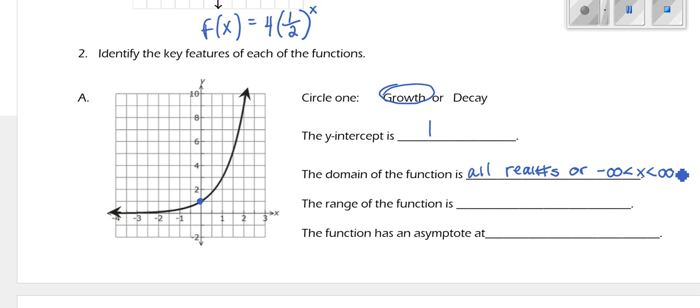The range of the function, I can tell that since it is an exponential function, it is approaching 0, but will never reach 0. So y is greater than 0. And the asymptote is here along my x-axis, so that would be y equals 0.